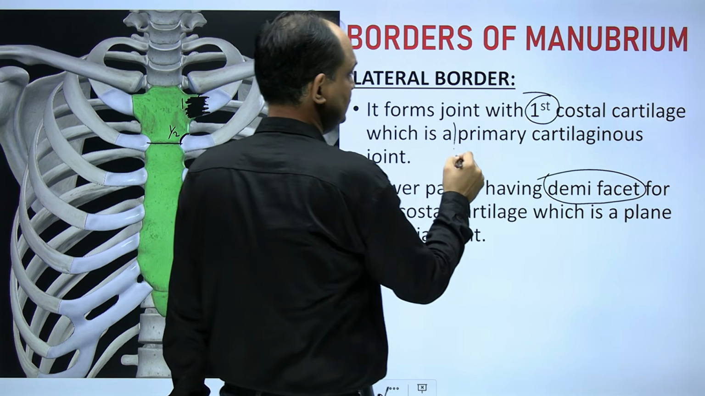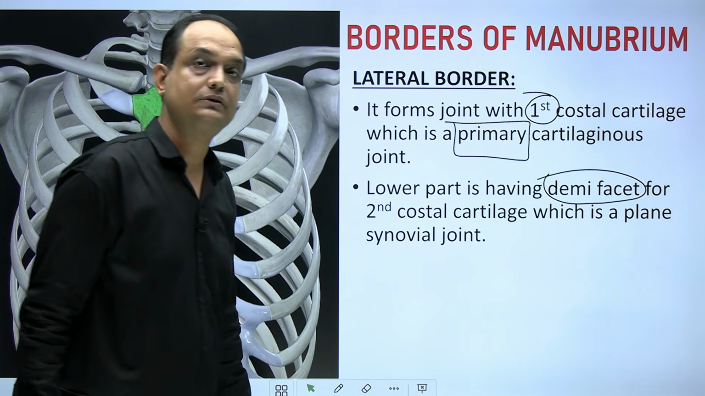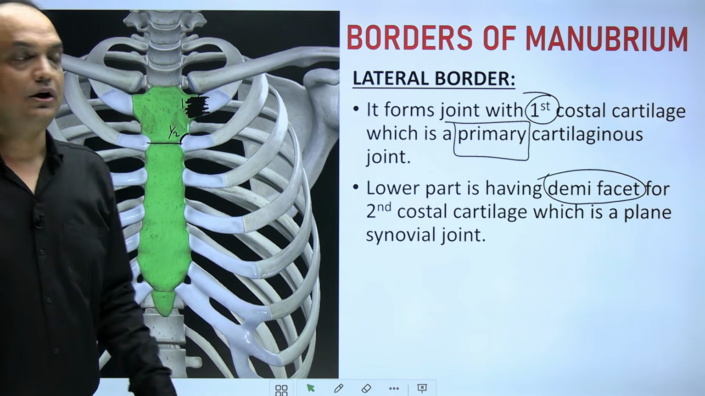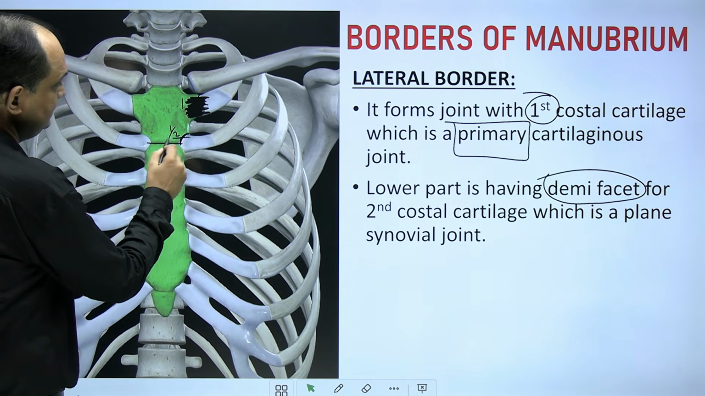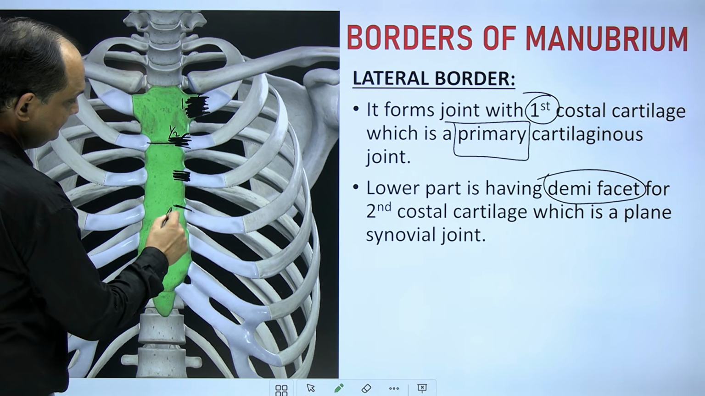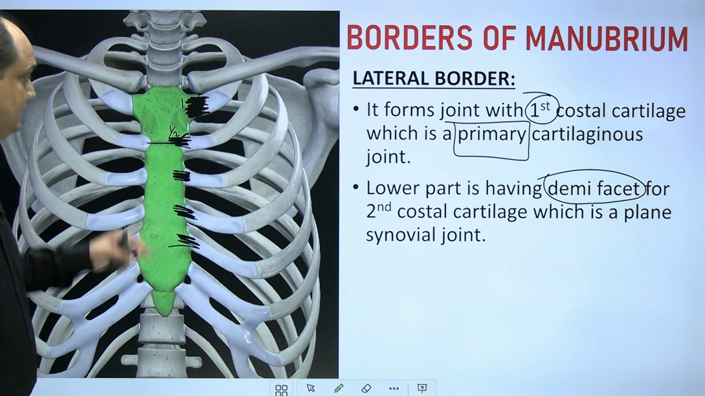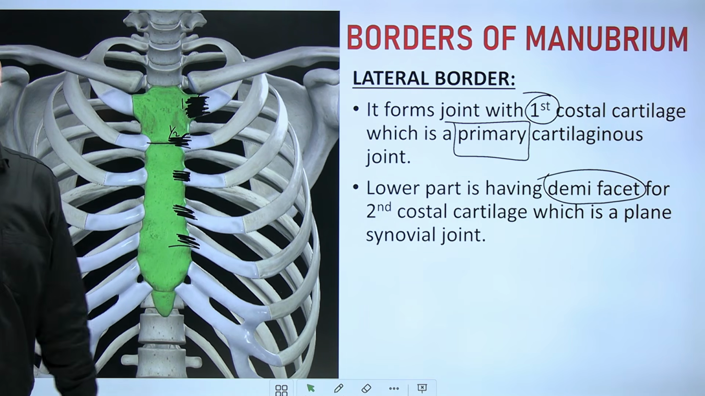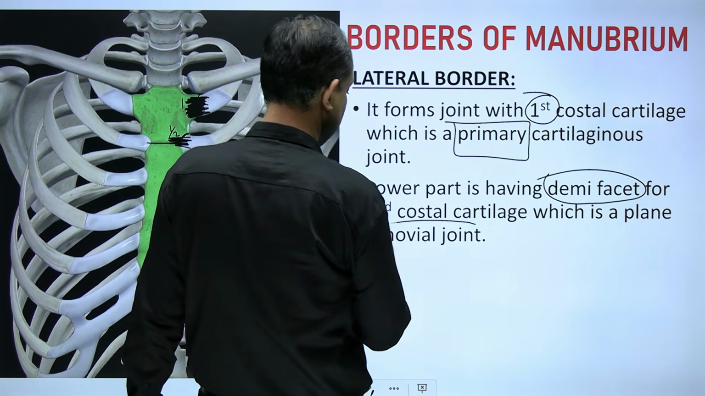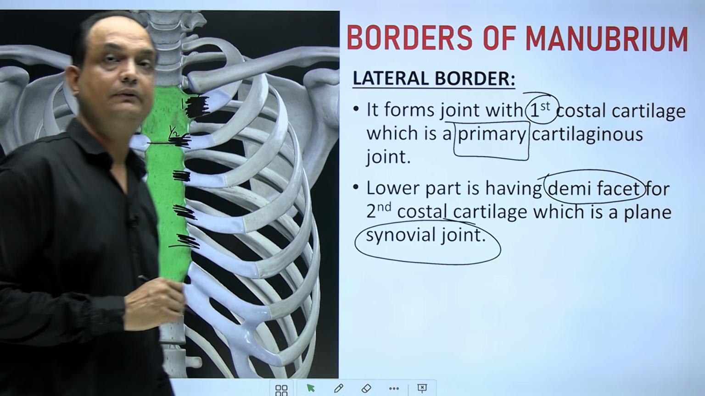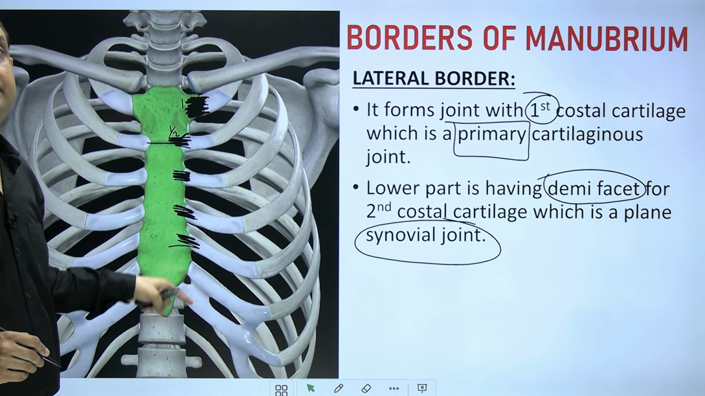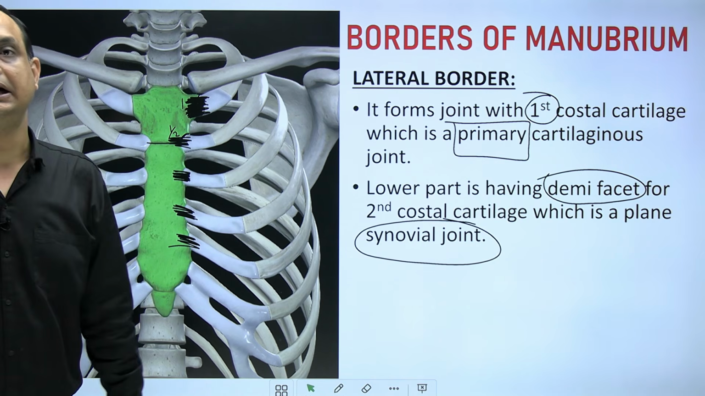The first joint, that means the joint between the first costal cartilage and manubrium, is a primary cartilaginous joint, while the remaining joints between the corresponding costal facets and the costal cartilage are all of the synovial variety. So my dear students, you have to understand this question: what is the difference between the first joint and the remaining joints between the sternum and the costal cartilages.